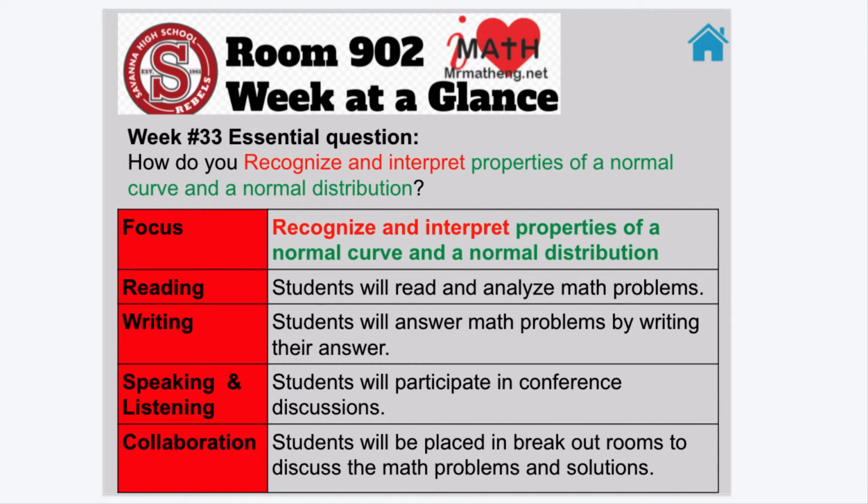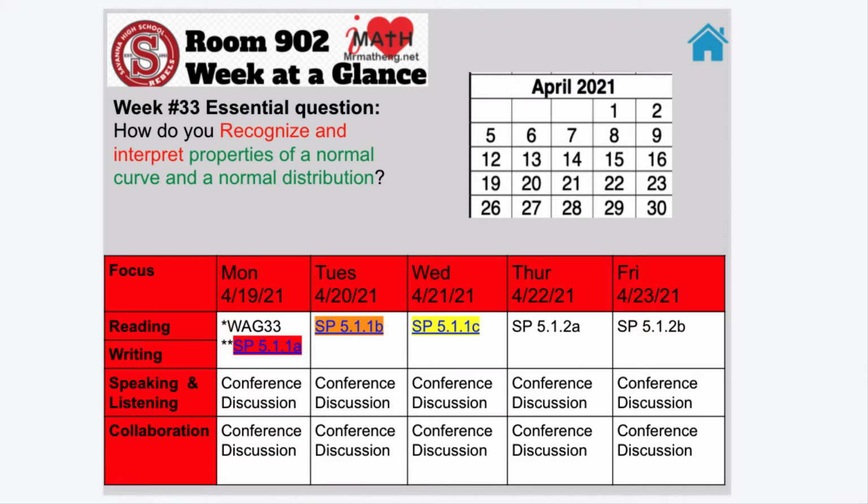And week 33 essential question: how do you recognize and interpret properties of a normal curve and a normal distribution? Okay, you're currently watching the week at a glance number 33 video. And then our skills practice 5.11 has 3 parts, A, B, and C, and I color coded them red, orange, yellow. So if you just open these up.